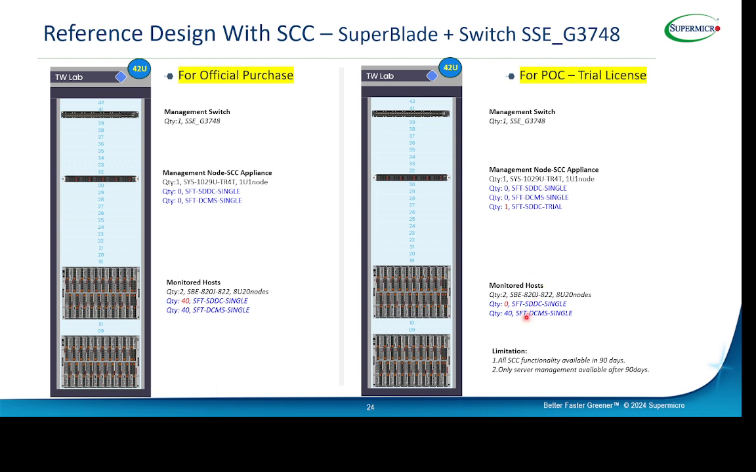We require 40 DCMS licenses. How do we get that number? We have 20 blades here in one enclosure and 20 blades in the second enclosure. 2 times 20 is 40. And we don't consume an SDDC single license because we've generated a trial key to turn on 200 monitored hosts. And then at this point, the license of the SDDC key will be available for 90 days.